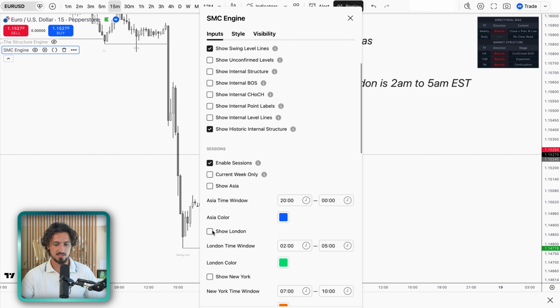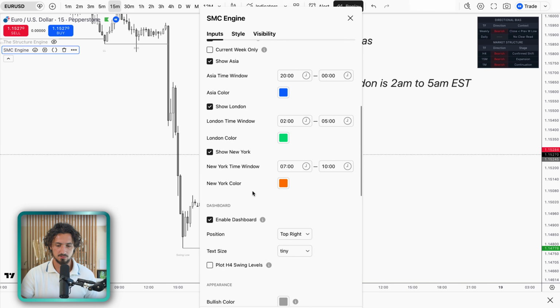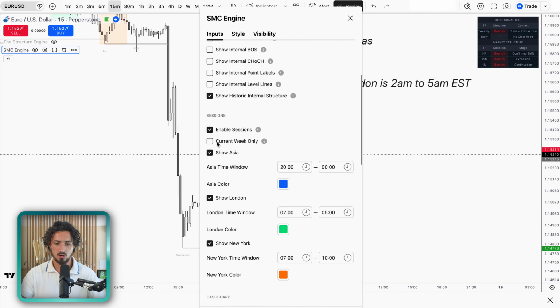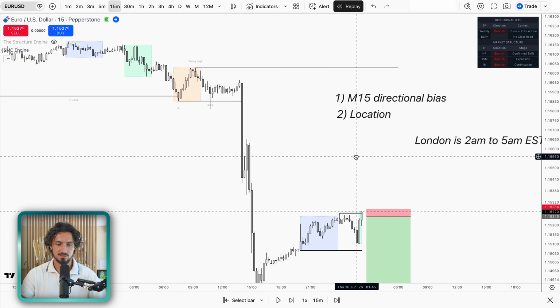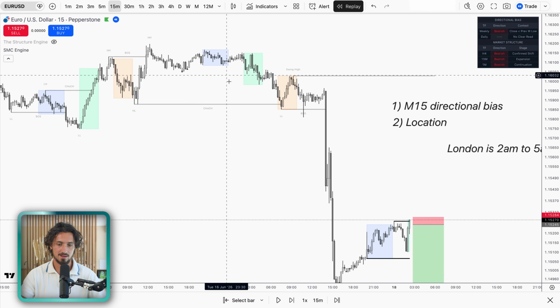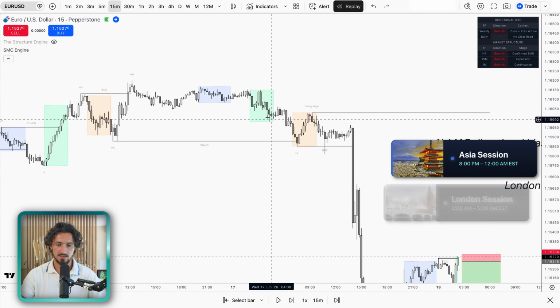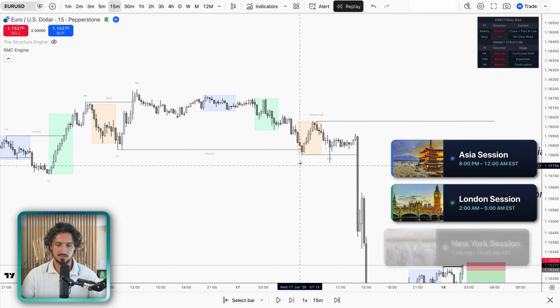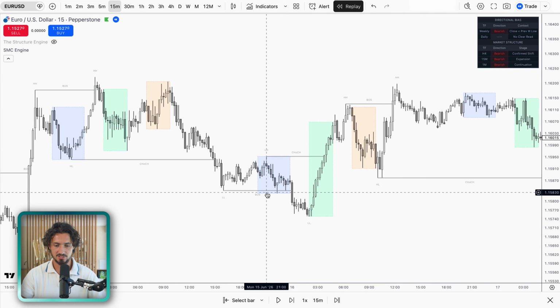So we have Asia session, London session, and New York session. And you need to make sure that current week only is not enabled. If you only show current week on a Monday, you won't see the past sessions. So if I just click this, now what we can see is instead of marking out how we marked it, we simply just have in blue, we have Asia, in green, we have London, and in orange, we have New York. And it's the same every single day. So we can see Asia session low and Asia session high.